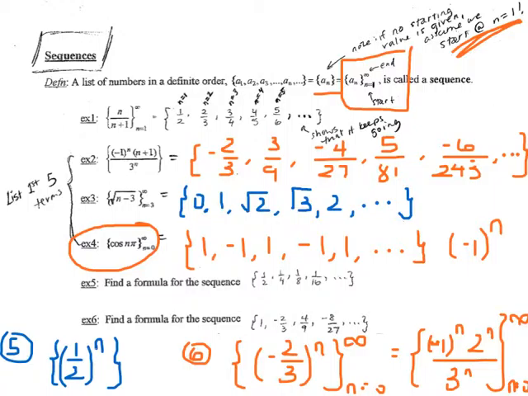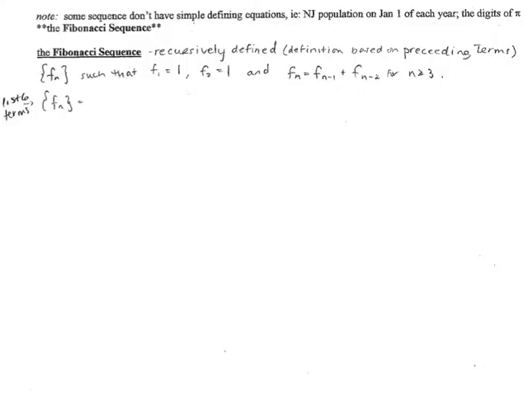Lots of different possibilities. Okay, so just basic plugging in to find terms of sequences and finding formulas for sequences. Some sequences don't have simple defining equations, like if you looked at the population of New Jersey on the 1st of January every year, or if you looked at the digits of pi. A very, very famous sequence that doesn't have a nice defining equation is the Fibonacci sequence. For all you computer science geeks, the Fibonacci sequence has a lot of implications. You use it a lot, okay?